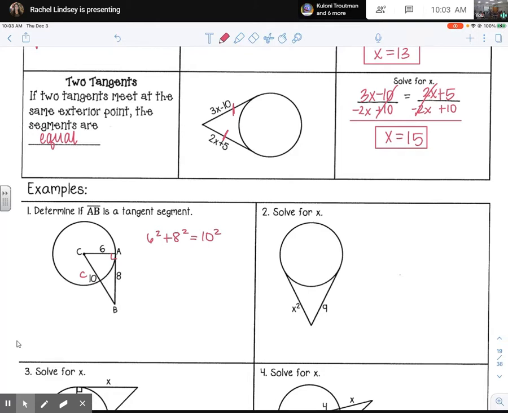So notice I have a number with each variable. I'm just trying to simplify this side and see if they're equal. So what's 6 squared plus 8 squared? 100. What's 10 squared? 100. 100 equals 100. They're the same, so yes, that would be a tangent.